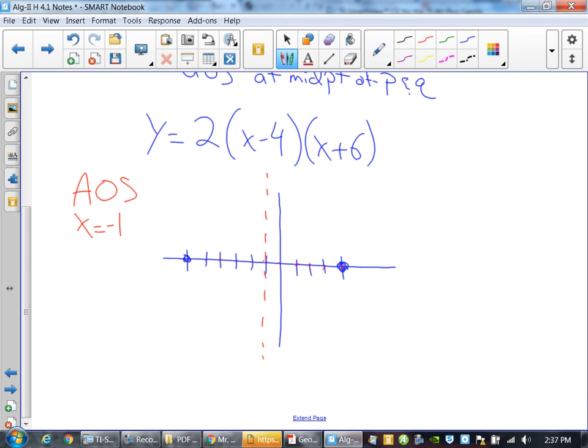Okay, so 4 and -6 is where it crosses on the x-axis? Yes. So now my axis of symmetry is at x equals -1, which means what's the coordinate for the x value of my vertex? How do I find the y value?